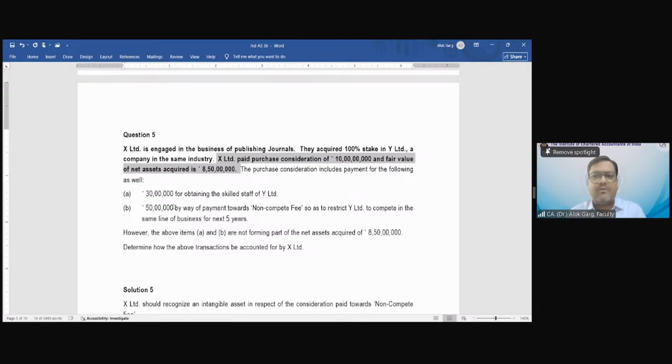Why are they paying 10 crore? Why are they paying 1.5 crore extra? Goodwill. Because of goodwill or some other intangible asset, right? For example, if the company has a good market share, right? So whether the valuation will be more than the fair value of their net assets or not. Of course, yes. Business की valuation खाली asset की valuation से नहीं होती.